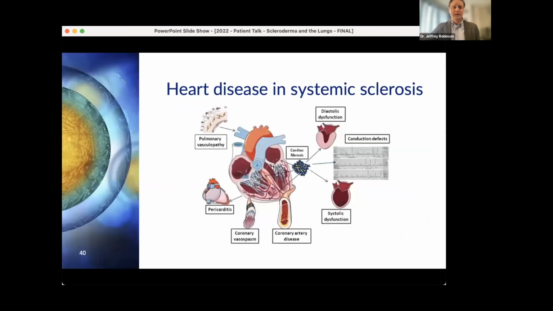And sometimes when we do heart catheterizations, we're relieved. We find that there's not pulmonary hypertension, which is great. But then we still have to explain your symptoms because there are other things that can occur to the heart in systemic sclerosis. So during that heart catheterization, sometimes we're able to detect other things that scleroderma can do to the heart.